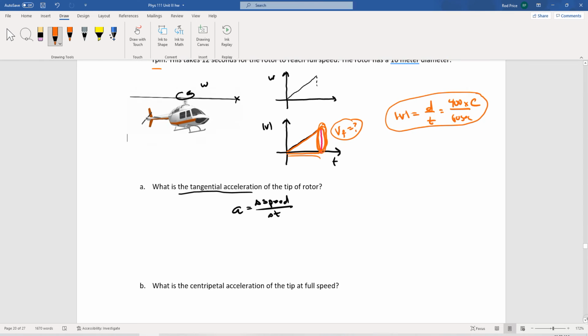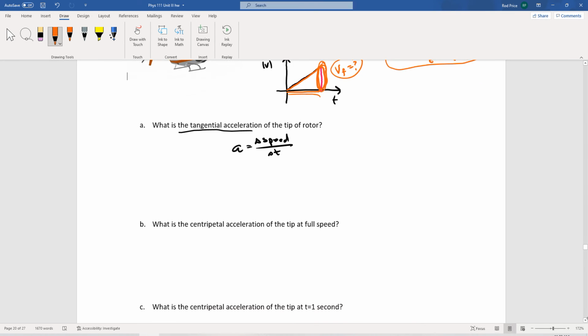Moving along here, let's see. Centripetal acceleration of the tip at full speed. So once you have this value, remember that centripetal acceleration is equal to v squared over r. And that's just going to be put in the number and calculate. Now, you're going to get a really, really large number. Centripetal accelerations very quickly become the dominant accelerations in rotation problems. So don't be too shocked if you get a massive number when you calculate this centripetal acceleration.